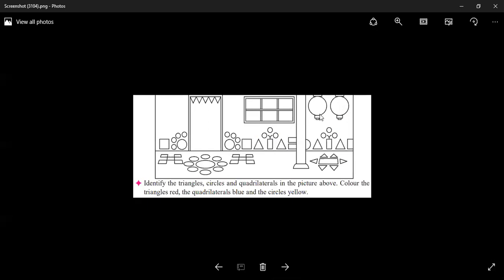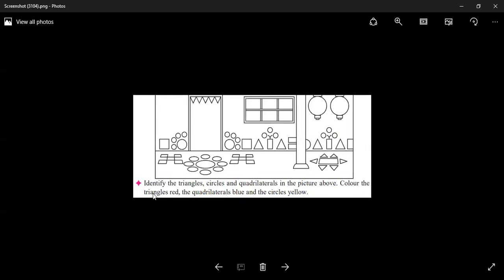Now in the next picture you will find circle and then this is a half circle and then triangle, then rectangle, triangle and rectangle. So these are all the different geometrical figures you can see here. So the question is, identify the triangles, circles and quadrilaterals in the picture above. Color the triangles red, the quadrilaterals blue and the circles yellow.